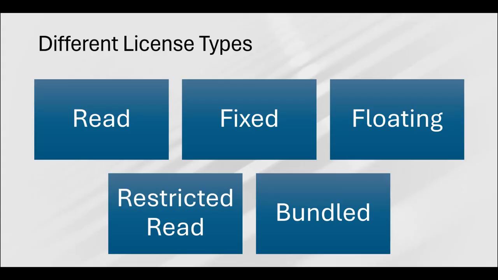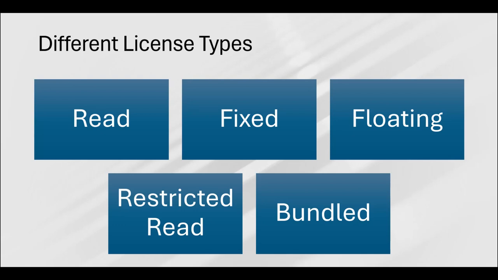Then there is a licensing part involved. The customer has to pay for the licenses, and it depends on his operations, how big the operations are. Based on that, he will purchase the licenses. Now we have different types of licenses. We have read, fixed, floating, and restricted read. There is one more addition called bundle license, which is just the latest addition. But earlier we had only read, fixed, floating, and restricted.